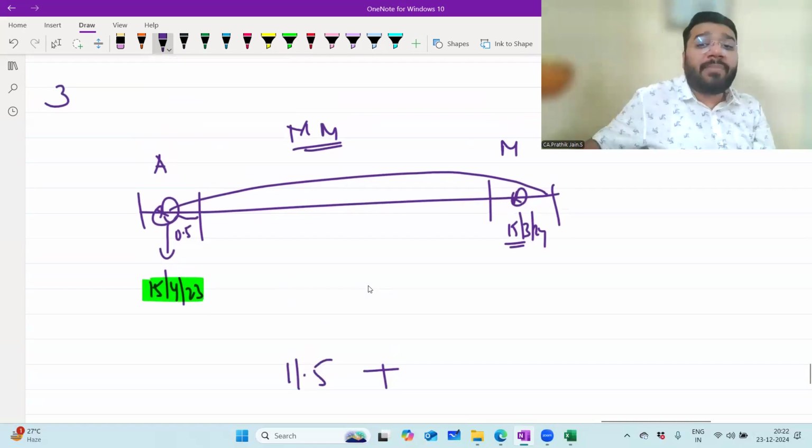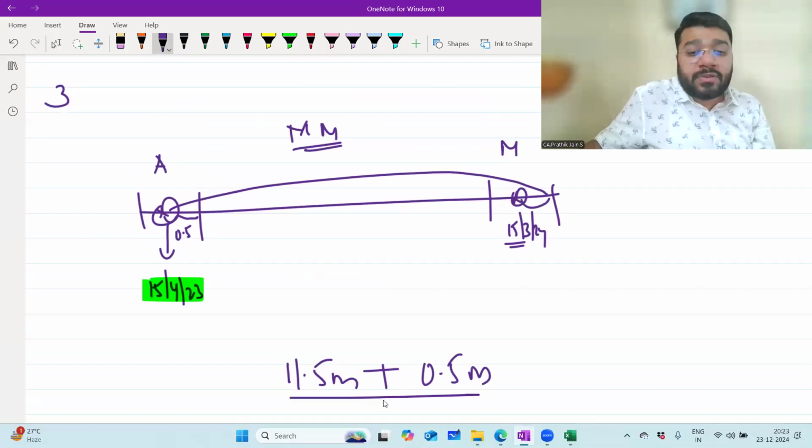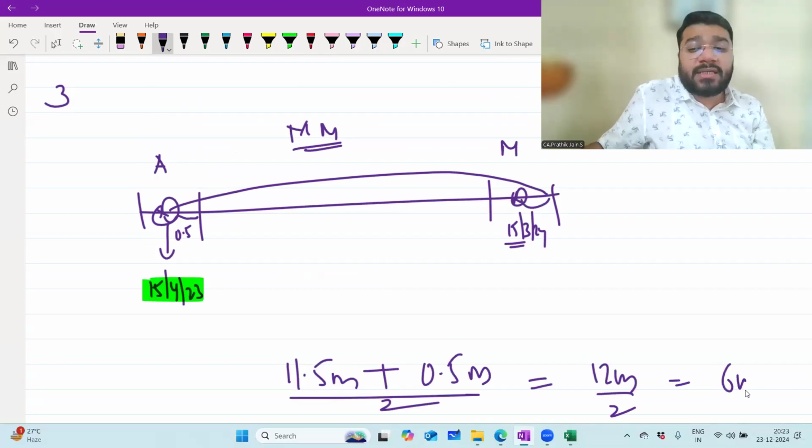When was the last withdrawal? 15 March. This money you enjoyed for how many months? 0.5. 11.5 plus 0.5 is 12 months, by 2, which is 6 months.